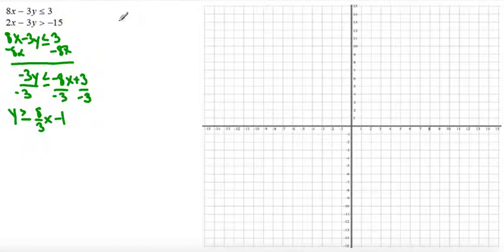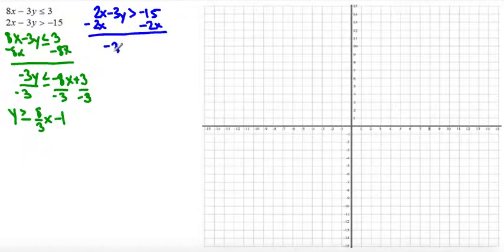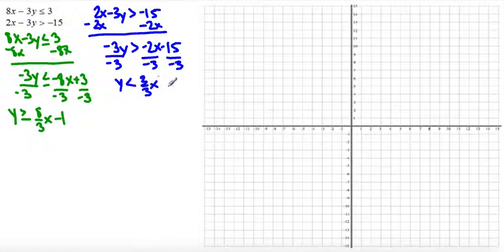And I do the same thing to the second equation. So I have 2x minus 3y is greater than negative 15. So I subtract 2x on both sides. I have negative 3y is greater than negative 2x minus 15. Divide both sides by negative 3. So I have y is less than 2/3 x plus 5.